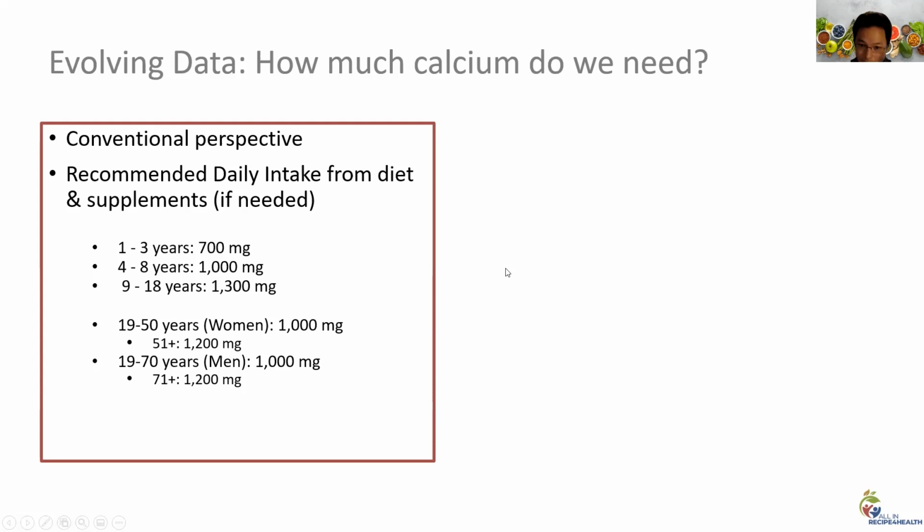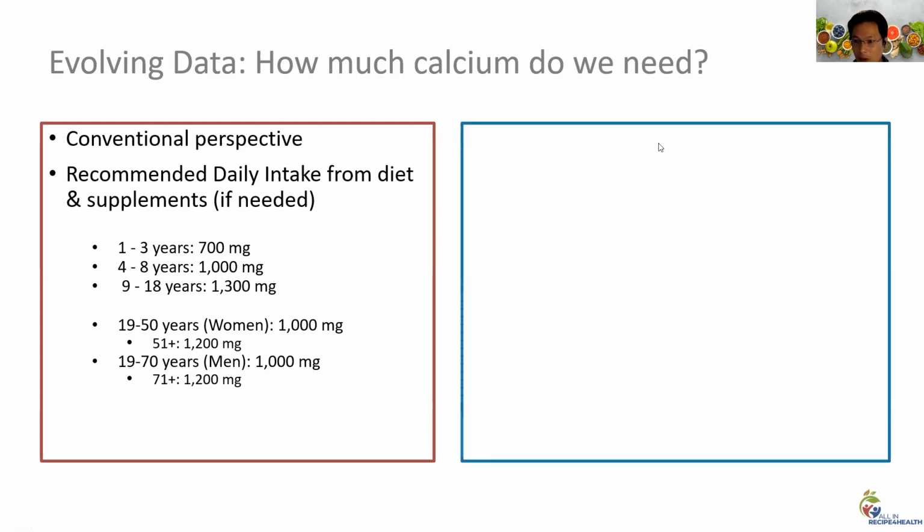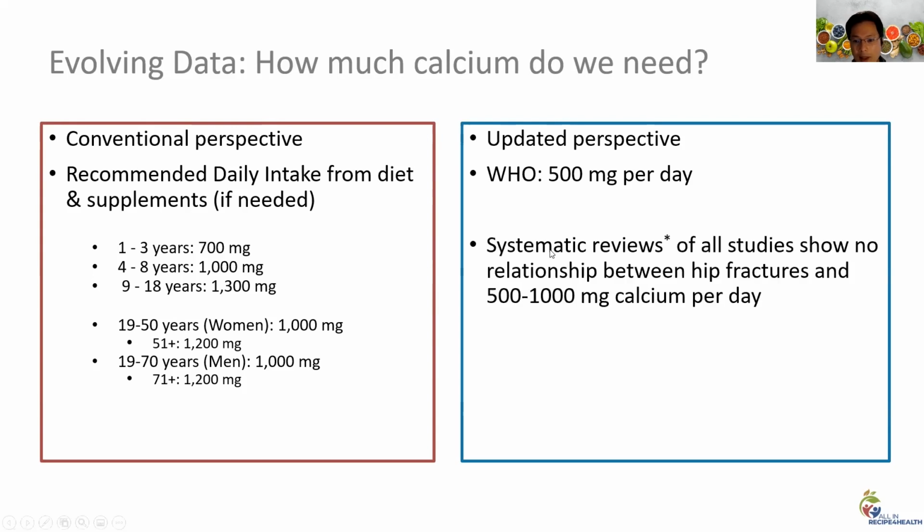Another way to think about it, again, just evolving work in this space, is to simplify it and give an updated perspective. The WHO perspective says 500 milligrams a day. Systematic reviews, as I shared earlier, show no relationship between hip fractures and whether you get between 500 and 1,000 a day. And then the UK, just for international perspective, is 700 to 800. So something between 500 and 1,000. And so then the question is, great, do I need to count every milligram to figure out if I'm getting this?